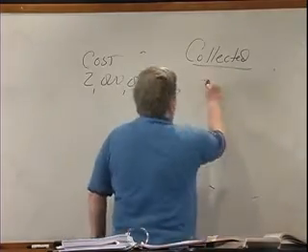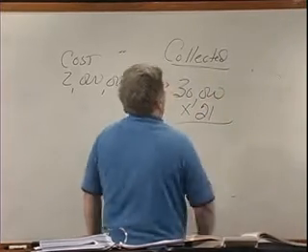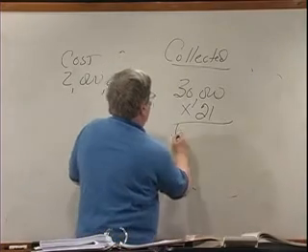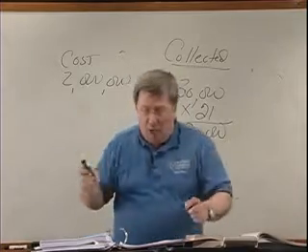So we got 30,000 times 21. So therefore, we're ultimately going to collect 630,000. However, one franchise is going to fail.